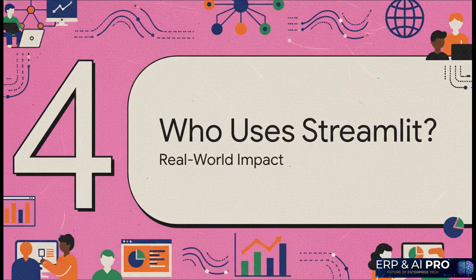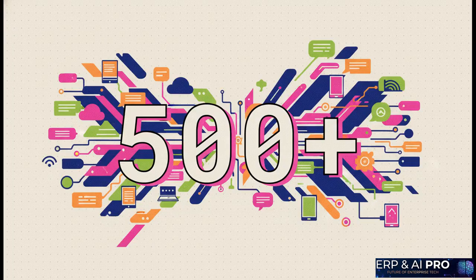Okay, so now we get how it works, which is pretty cool. But let's talk about who is actually using this in the real world and what kind of impact it's having. Whoa! Just look at this number, 500 plus. And get this, that's the number of internal apps built with Streamlit at just one company, Snowflake. This tells you it's not some little niche tool. It's being used at a massive scale to solve problems all across a huge organization.